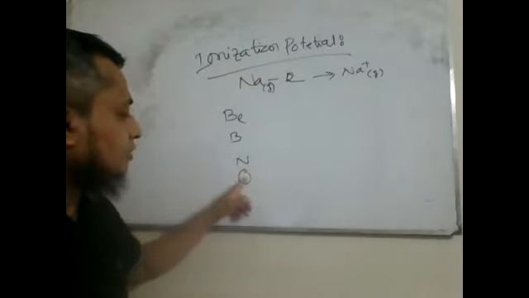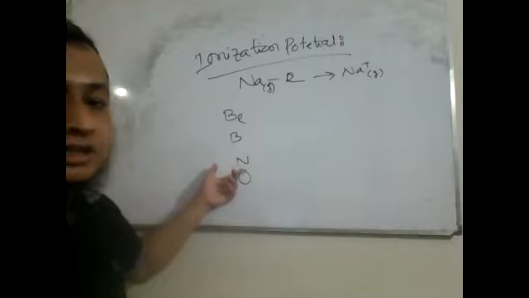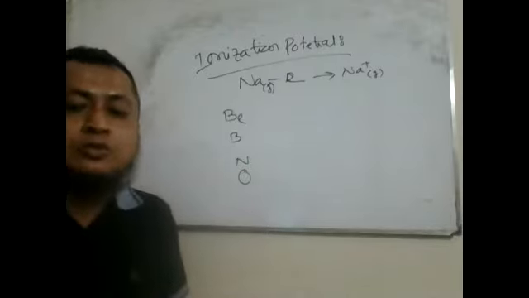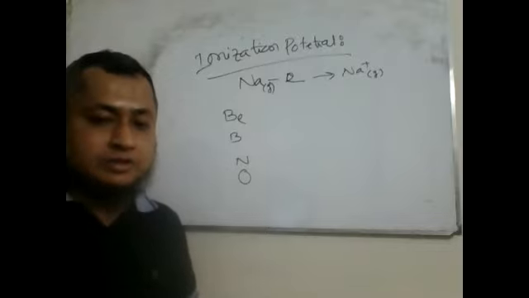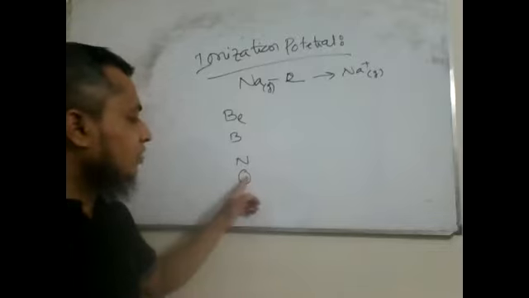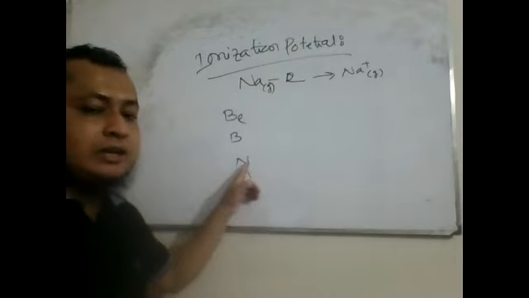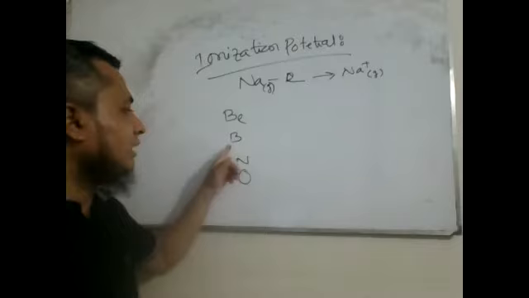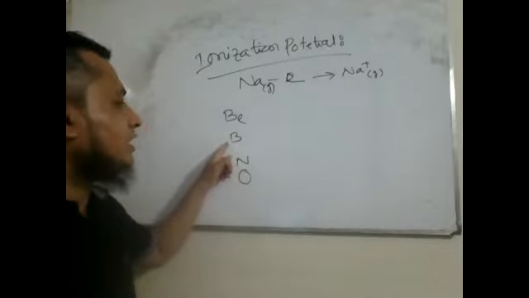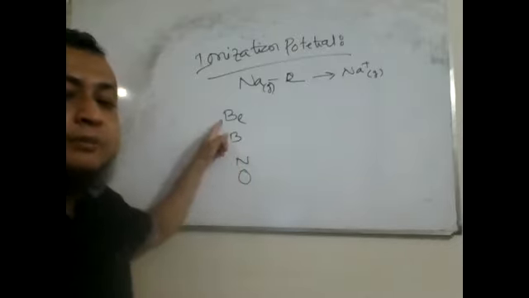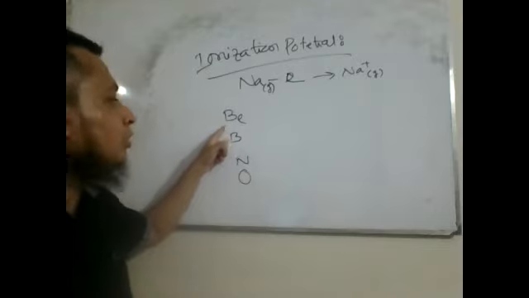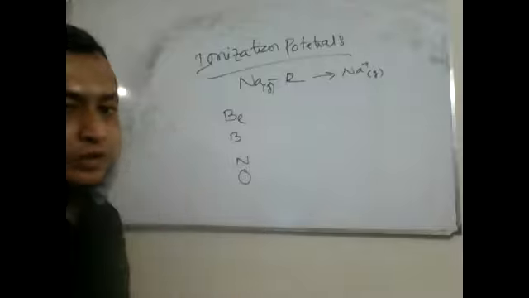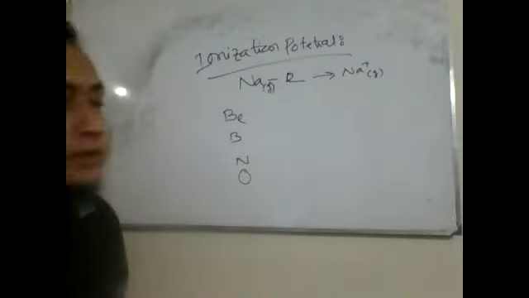So nitrogen should have less ionization potential than oxygen, because if we move from left to right, the ionization potential will increase. But we see here oxygen has less ionization potential than nitrogen, though it should be higher. Similarly, boron has less ionization potential than beryllium, though it should have higher. Now, the question is why?